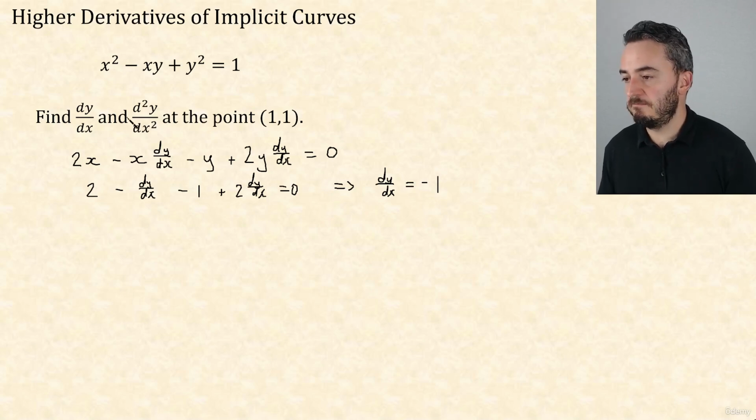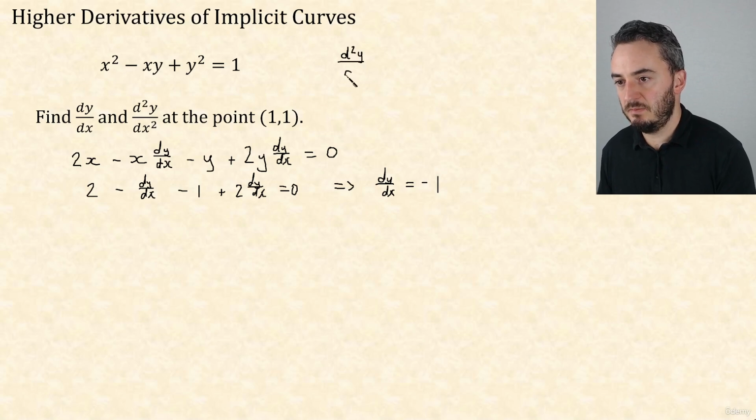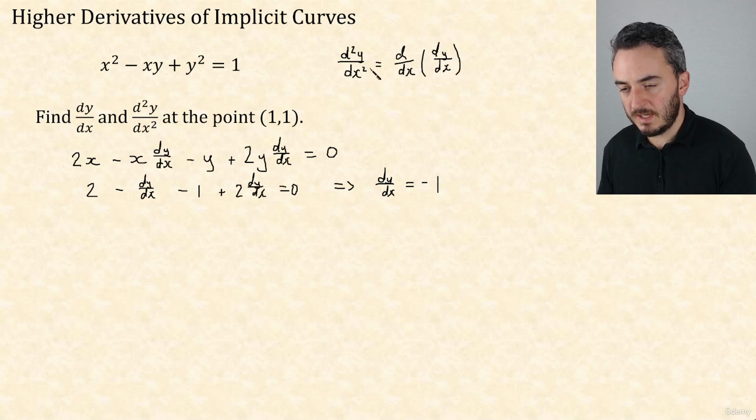Now, the tricky one, the second derivative. So what is the second derivative? The second derivative, d2y by dx squared, is the derivative with respect to x of dy by dx. Okay, so let's just differentiate through this line, and let's see what we get.